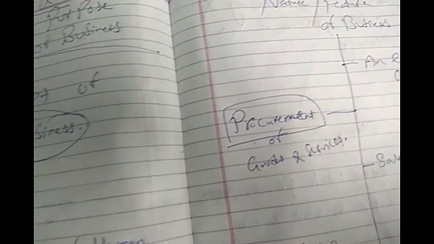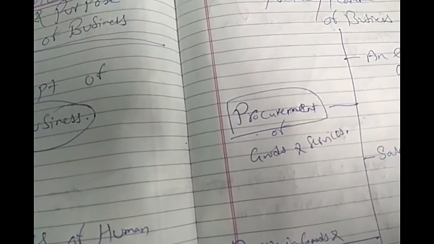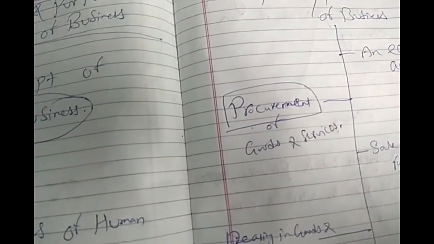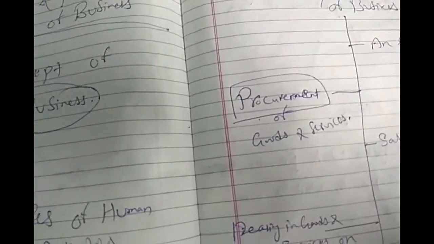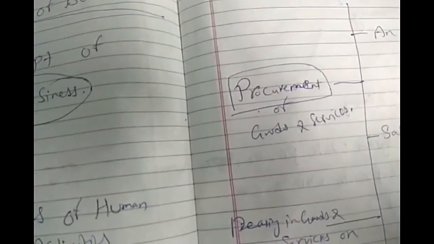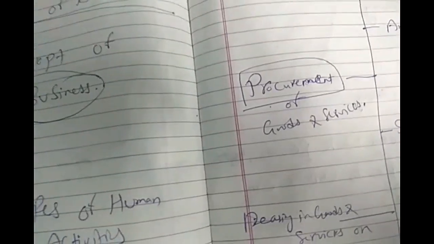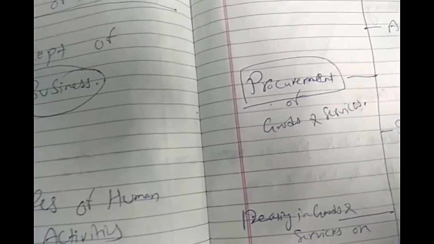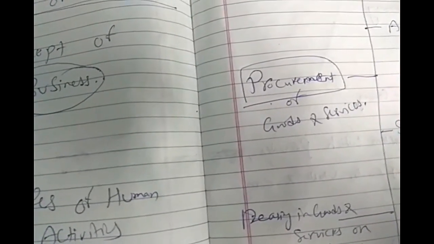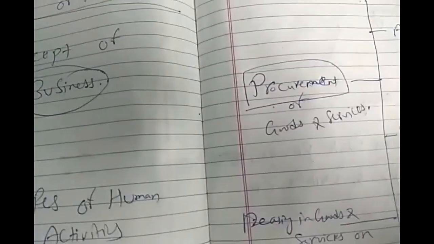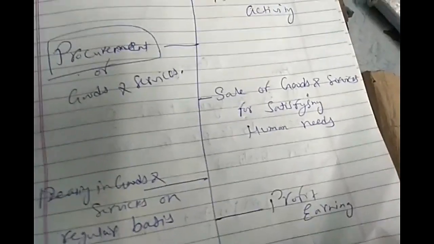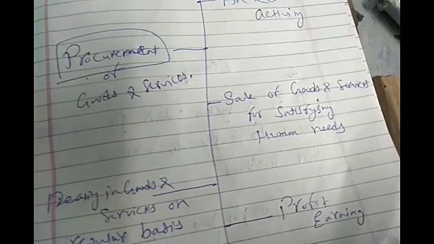They are also producing the goods and services for satisfying the wants and needs of the customer. The goods are to be arranged or produced by keeping in mind the needs and wants that the customers are expecting from your product. That is clear. Next feature: sale of goods and services for satisfying human needs.